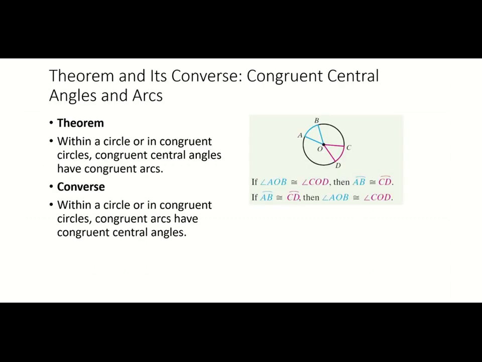The first theorem we're going to look at, and we're also going to do its converse as well, is the congruent central angle and arcs theorem. This theorem says that within a circle, or in congruent circles, congruent central angles have congruent arcs. So if you have two angles that are the same in a circle or in congruent circles, their intercepted arcs will also be the same. That's what this theorem and the converse is saying.